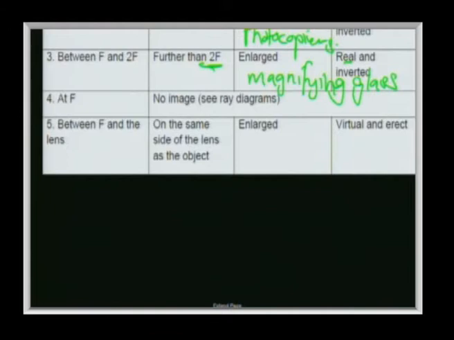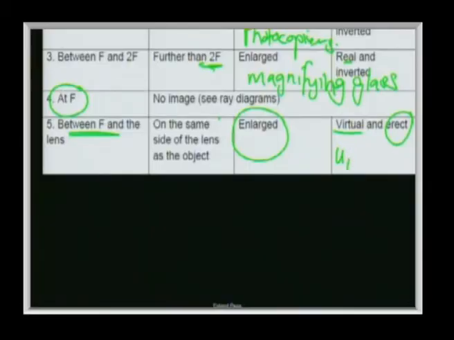The last two: if the object is placed at F, no image will be formed, and then if it is placed between F and the lens, we see that the image is enlarged, but this time it is going to be a virtual image that will stand up. Another word for erect over here would be upright.